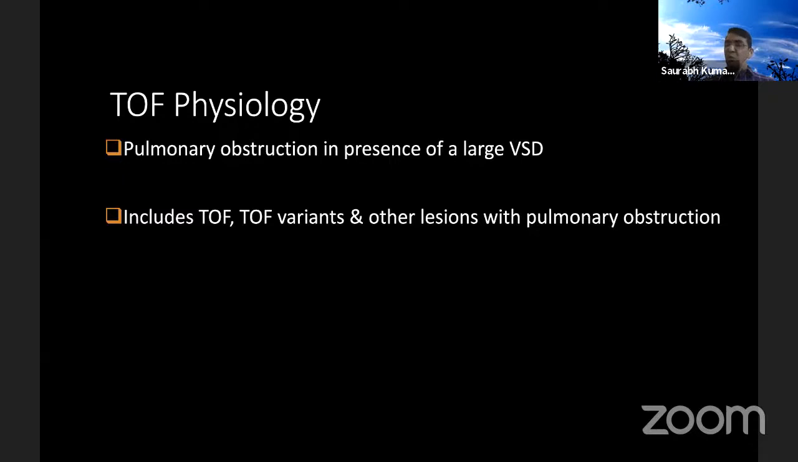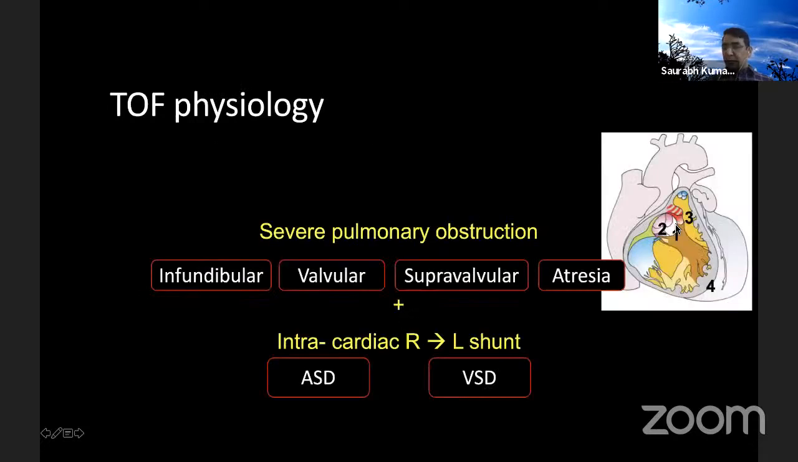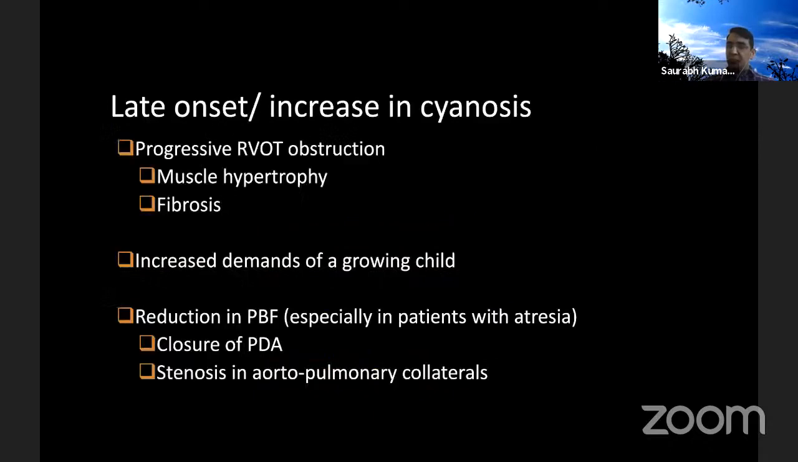So there is preferential flow from right ventricle to the left ventricle through a VSD, and it includes TOF, different TOF variants, and other lesions with pulmonary obstruction. So these are the 4 things, and the severity of pulmonary obstruction can vary from infundibular to valvular to supravalvular, and it can be as severe as to cause atresia. Intracardiac shunt can be at the level of VSD. Typically, ASD is not counted as pathophysiology, but as I highlighted earlier, for clinical bedside teaching, we may consider both the same because presentation is quite similar to each other.